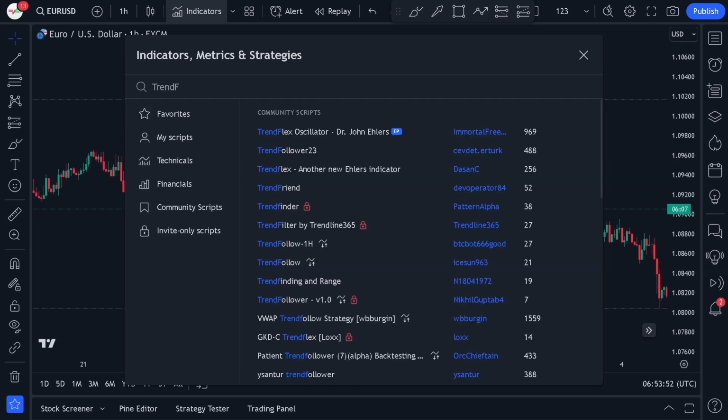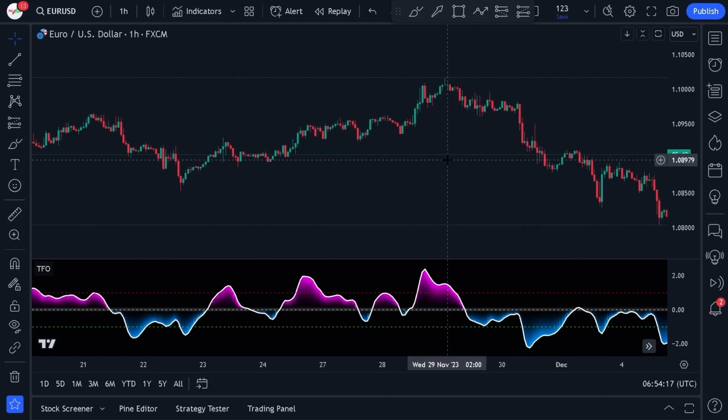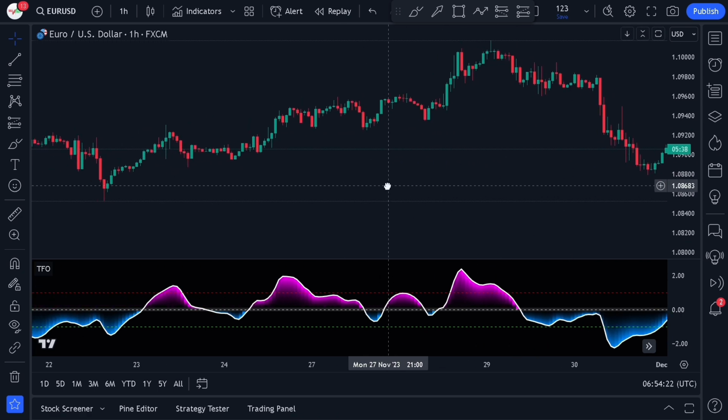Alright, to add this amazing indicator to our chart, we click on Indicators and we search Trend Flex Oscillator. This one, which is an editor's pick indicator, written by someone named Immortal Freedom. Alright, this is the indicator, and as you can see, it's added here below the chart. It's an oscillator fluctuating above and below the center line, which is 0.